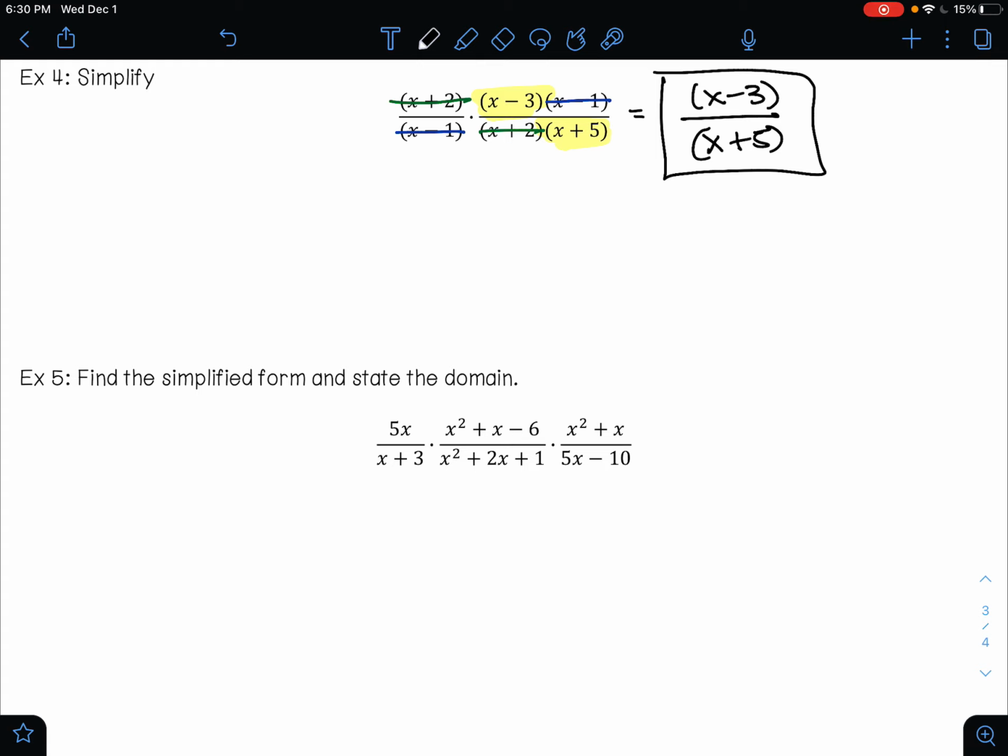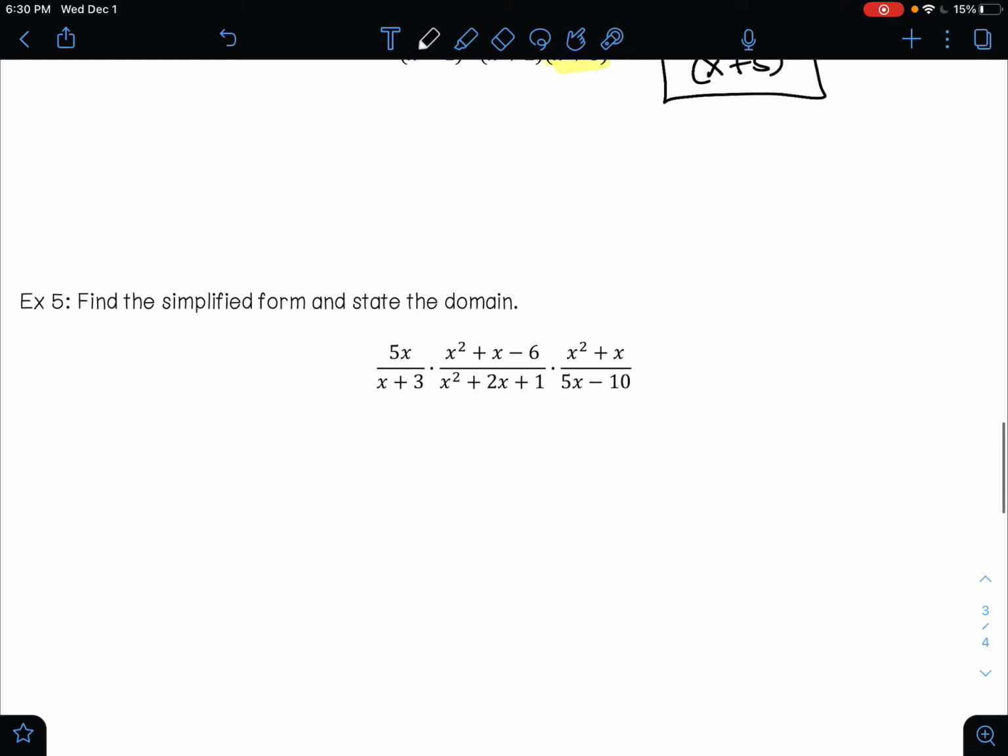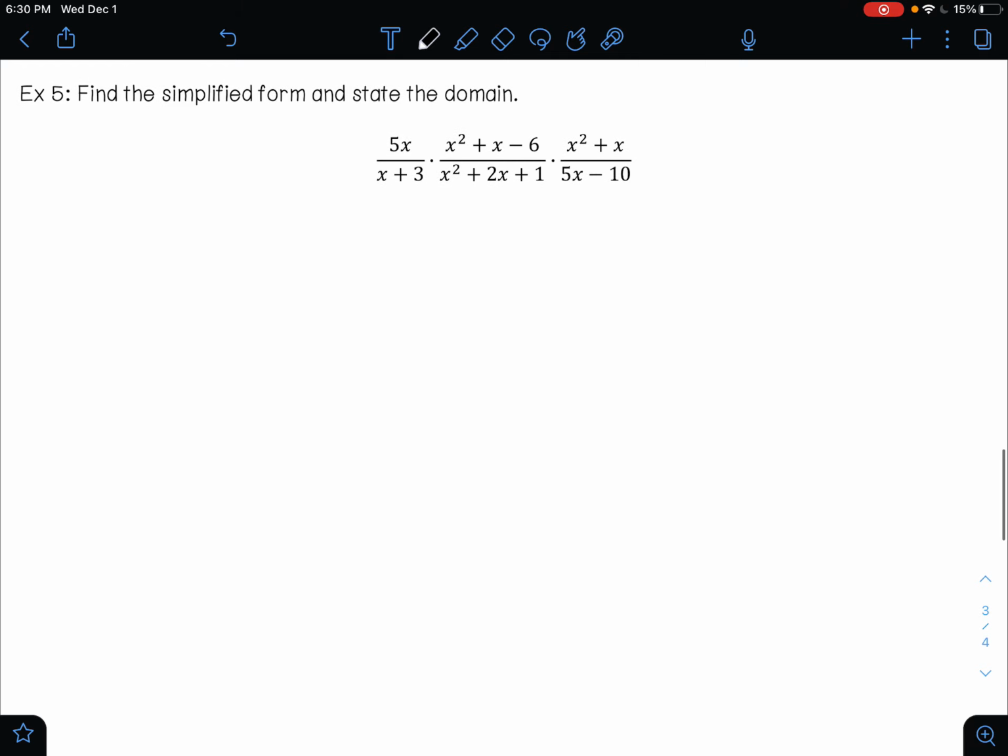On example 5, it says find the simplified form and state the domain. I am just going to take this one piece at a time. 5x is already as simplified as it's going to get. So I'm going to go ahead and leave that one the way that it is. X plus 3 cannot be factored. So I'm going to go ahead and leave that one.